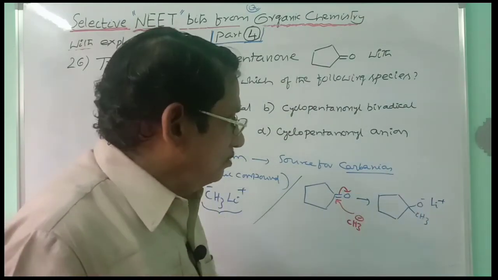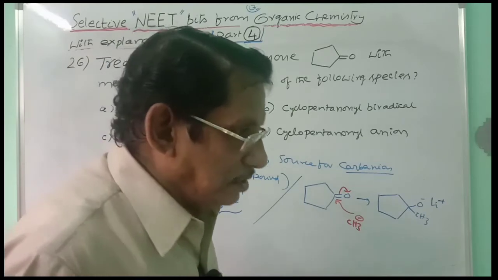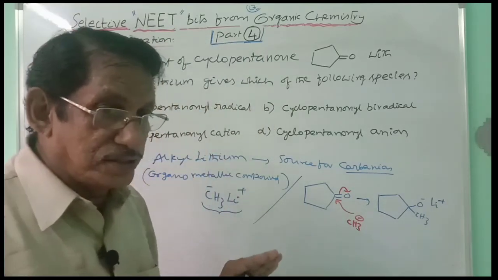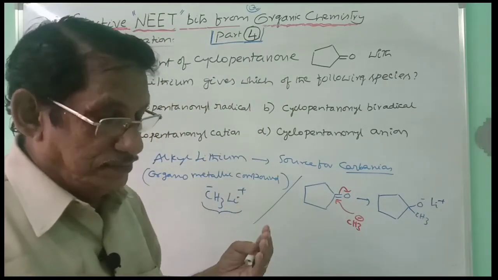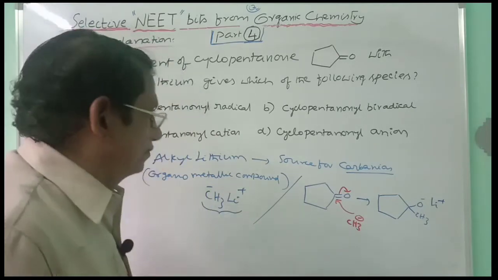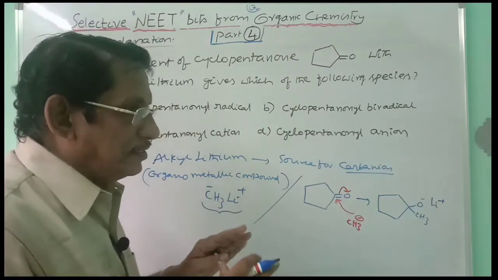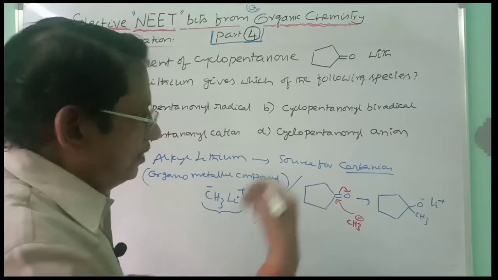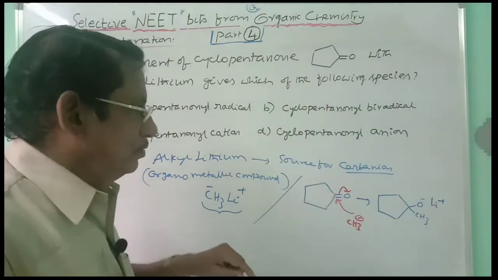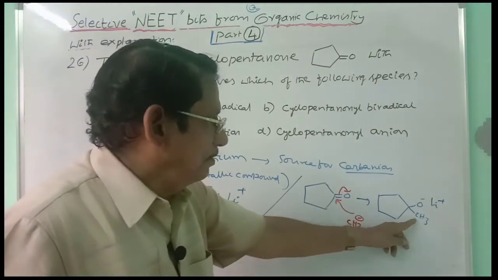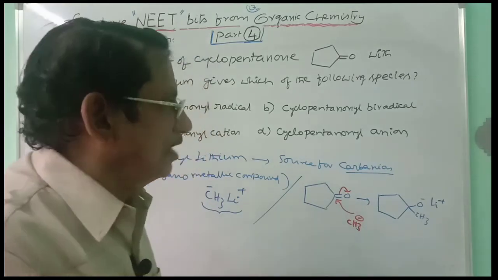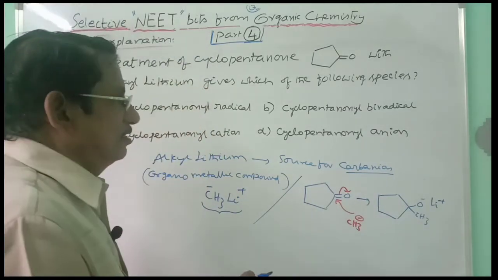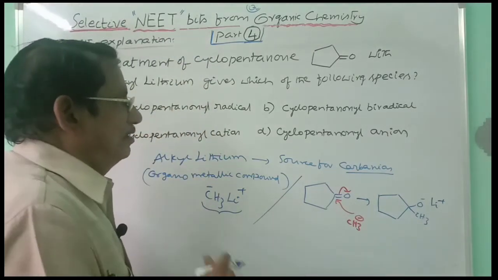And so in this way, whenever you are taking the organometallic compound, which is the source for a powerful anion, a powerful nucleophile, namely carbanion, that makes its nucleophilic attack easily on any carbonyl compound, giving you this type of charge O minus. O minus means anion. So that leads to formation of anion, but not cation, not radical.